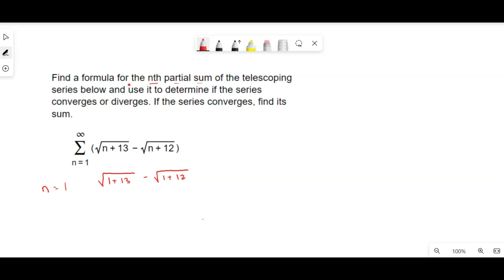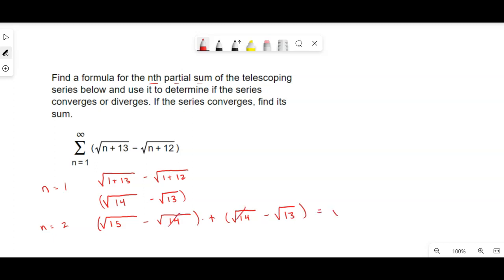All right, so when we have n equals 1, we end up with the square root of 14 minus the square root of 13. When n is equal to 2, we have the square root of 15 minus the square root of 14, but we add to that, right? Remember, when we do a series, we're adding the previous element, so we're adding this to it. So we're going to add the square root of 14 minus the square root of 13. All right, and if you see what happens there, that cancels out, and we end up with the square root of 15 minus the square root of 13.